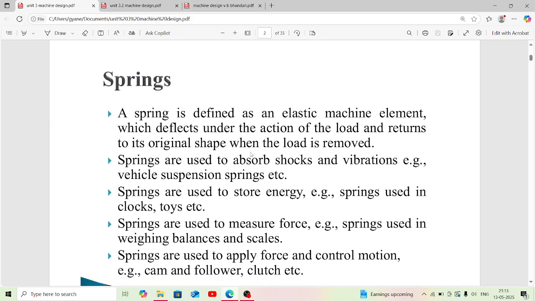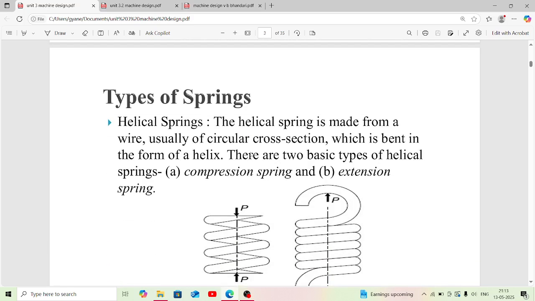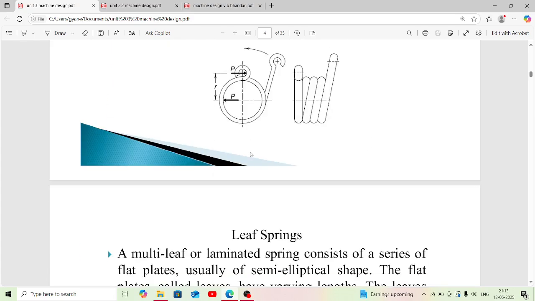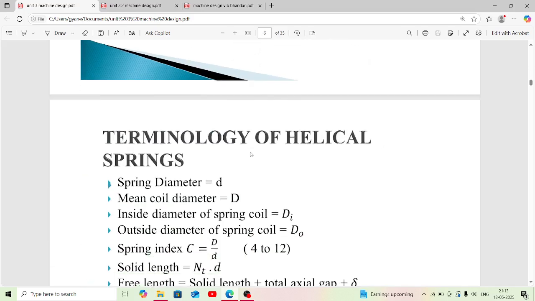Let's recapitulate the topics we covered in the earlier class. We have covered what a spring is and the types of spring. There are mainly two types of spring: one is the compression spring and the other is the extension spring.